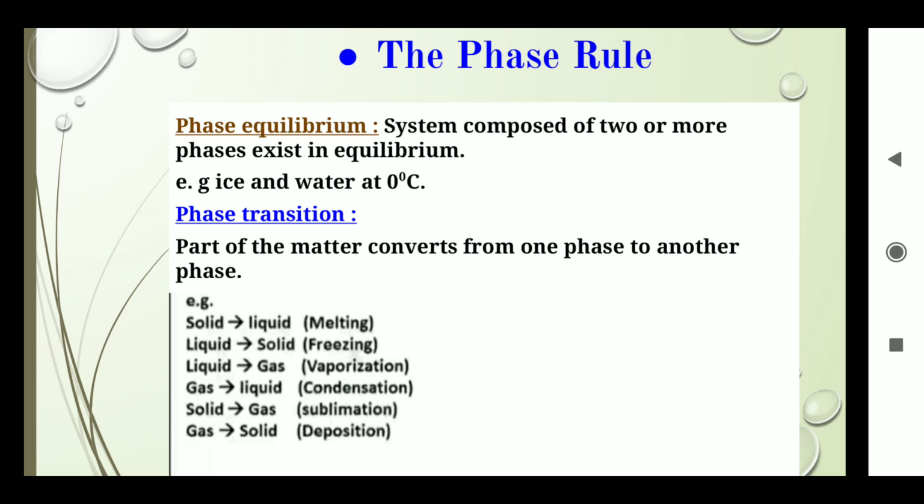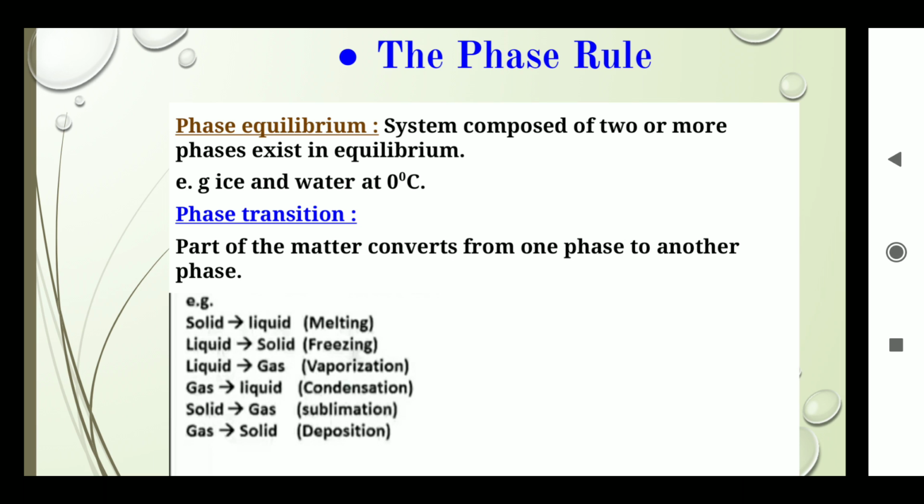Phase transition: part of matter converts from one phase to another phase. So we have to observe many transitions, and obviously we will get many processes. First, the transition between solid and liquid.